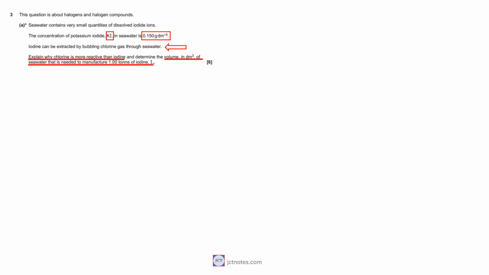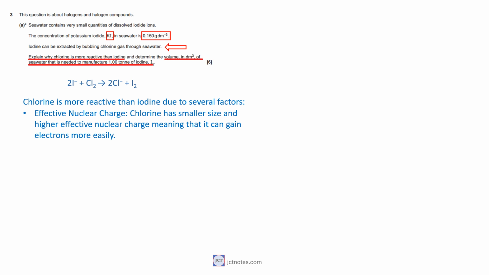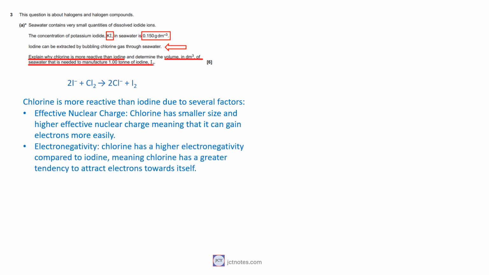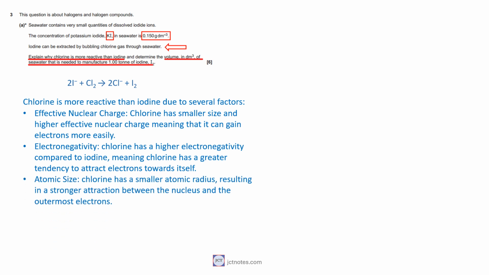When chlorine gas is bubbled through seawater, it displaces iodine from iodide ions due to chlorine's higher reactivity. Chlorine is more reactive than iodine due to several factors. Effective nuclear charge: chlorine has smaller size and higher effective nuclear charge, meaning that it can gain electrons more easily. Electronegativity: chlorine has a higher electronegativity compared to iodine, meaning chlorine has a greater tendency to attract electrons towards itself. Atomic size: chlorine has a smaller atomic radius, resulting in a stronger attraction between the nucleus and the outermost electrons.